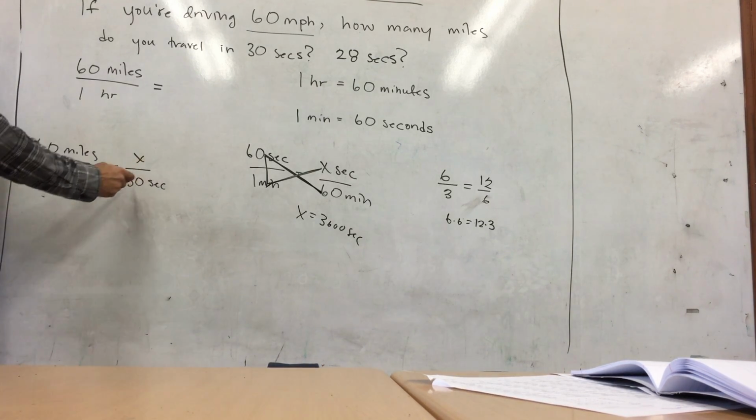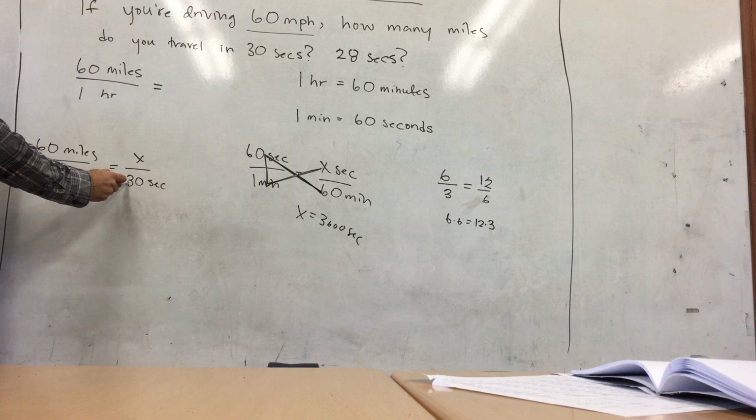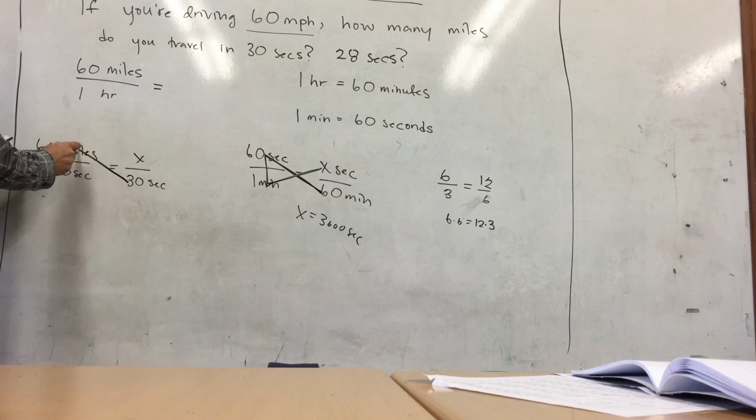Okay, do you remember the hourglass? So you'll do 30 times 60, and then divide by 3,600. Go ahead and do it. 30 times 60 divided by 3,600 should give you x.